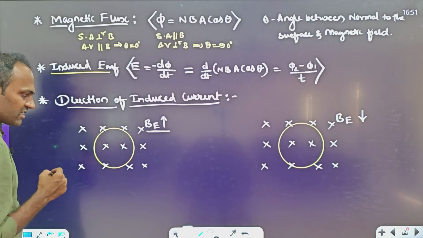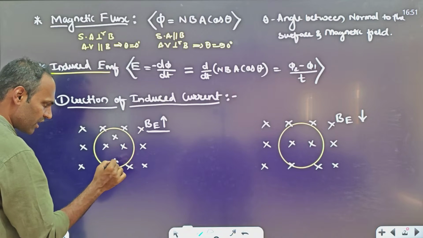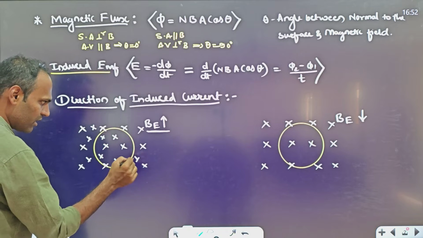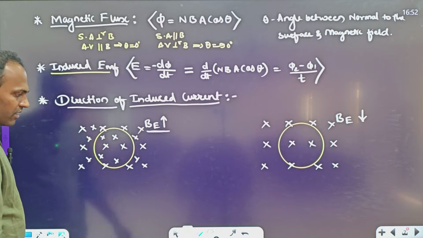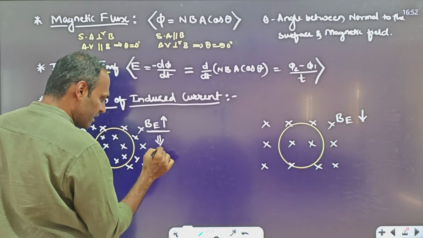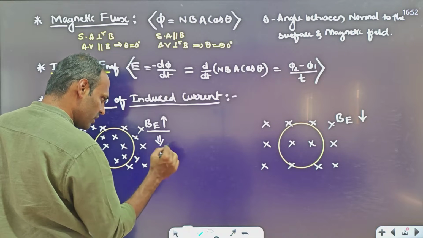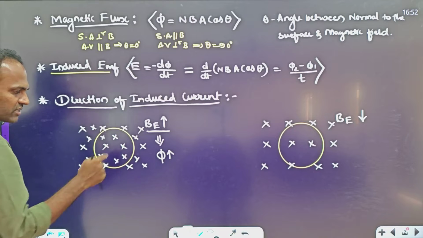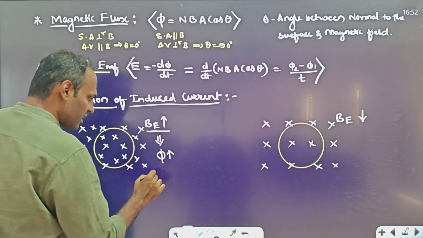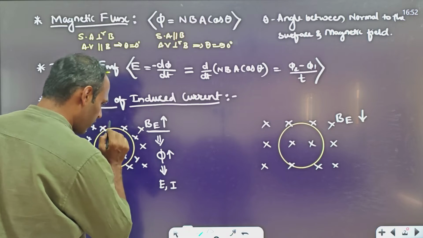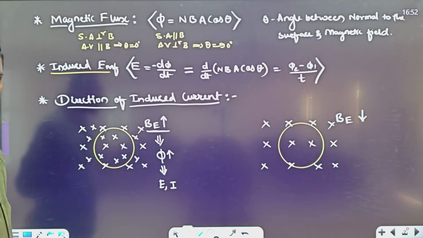External magnetic field is increasing in the sense that these field lines are increasing in the coil, right? Not only in the coil, everywhere these field lines will be increasing, right? So if the external magnetic field is increasing, it tells us that flux is also increasing, right? More number of lines are created inside the coil, so flux is increasing. If flux is increasing, then it will produce induced EMF and induced current in that coil.